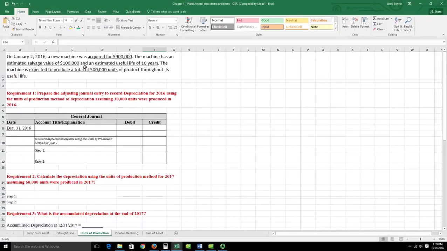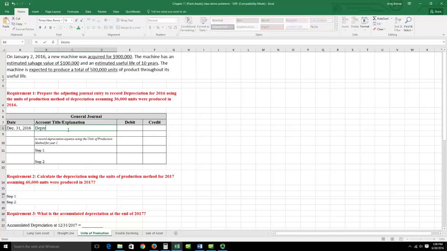And I'm going to use the same exact machine that we purchased when I went over the straight line method. It's a $900,000 machine that we purchased on January 2nd. The machine has a salvage value or residual value of $100,000, an estimated 10-year life, and the machine is expected to produce 500,000 units over its useful life. And again, this problem is asking us to prepare the journal entry to record depreciation.